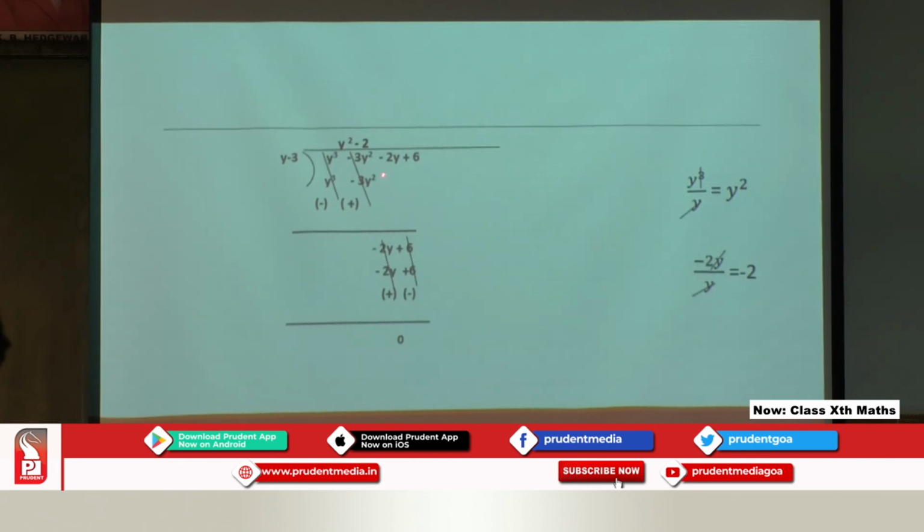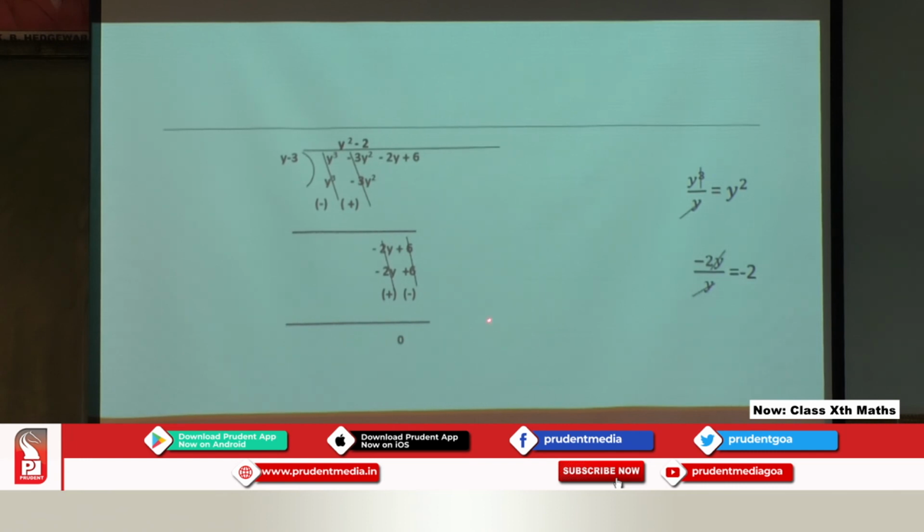Next, bring down the next terms, this minus 2y here and again plus 6. Now, the first term of the dividend is minus 2y. So, minus 2y is again divided by the first term of the divisor, that is y. Again, y and y cancel, we got minus 2, and this minus 2 is the second term of the quotient. Now, again we should multiply this minus 2 into the entire divisor. So, minus into plus is minus, 2 into y is 2y, minus into minus is plus, 2 threes are 6.